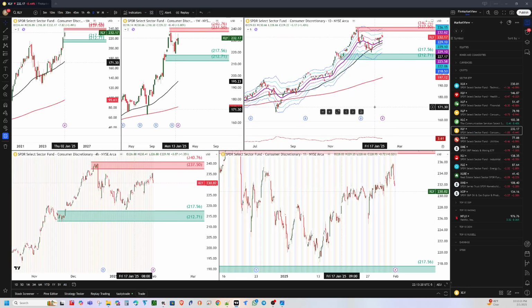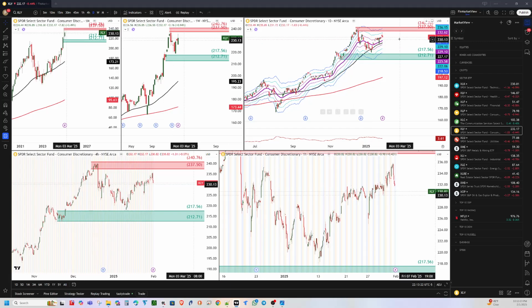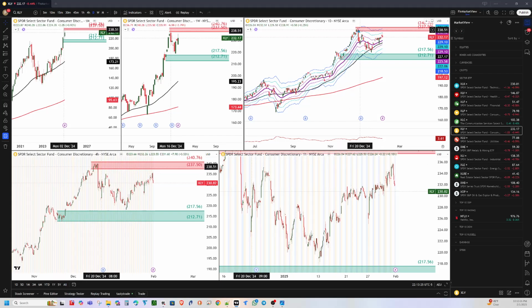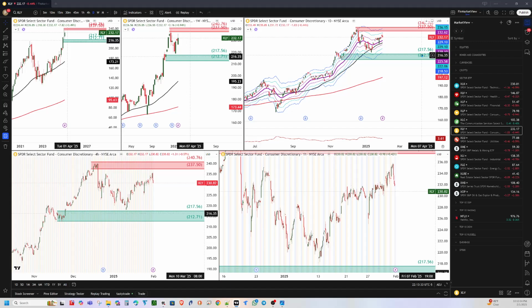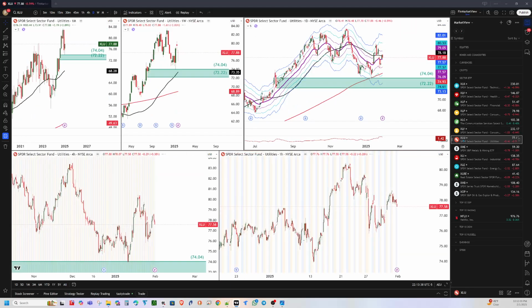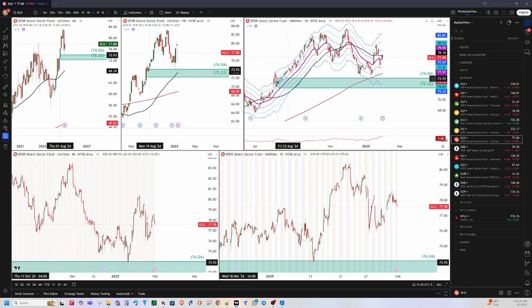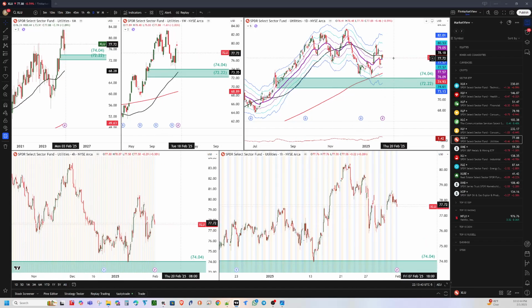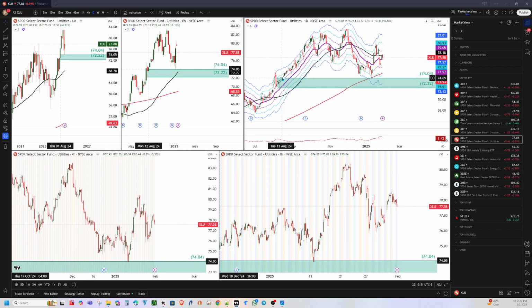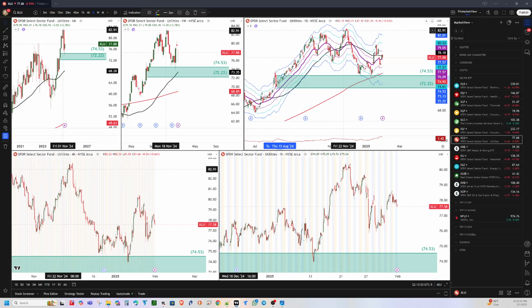XLY, consumer discretionary. It just hit this zone of resistance, which is the 237, 240 area, and definitely the closest support based on the chart is 217. XLU, utilities. Right now the price is in the middle of the zone, nowhere, 77. Definitely I would like to see a short-term pullback to the 74 area to make a re-entry into this market to push the price to 82.